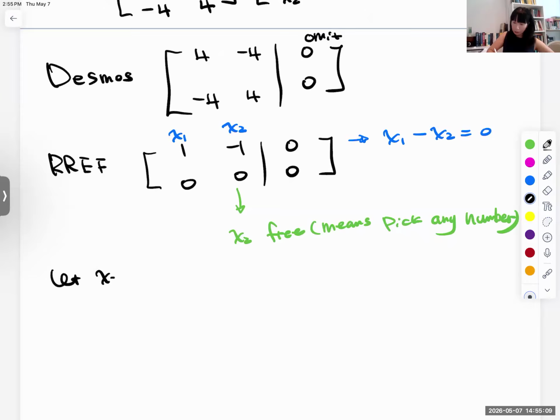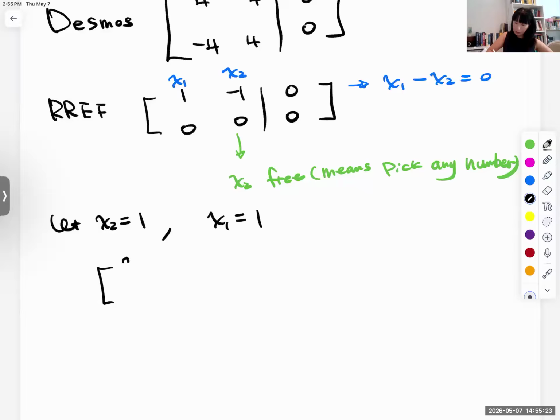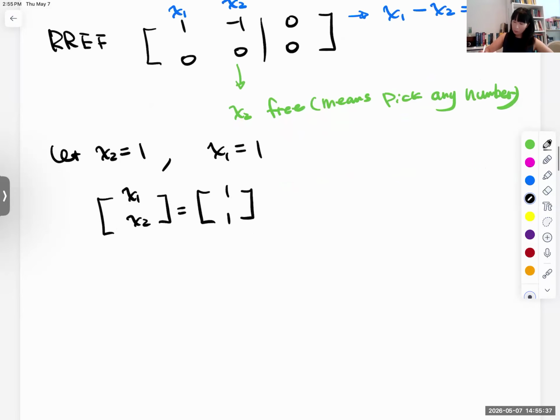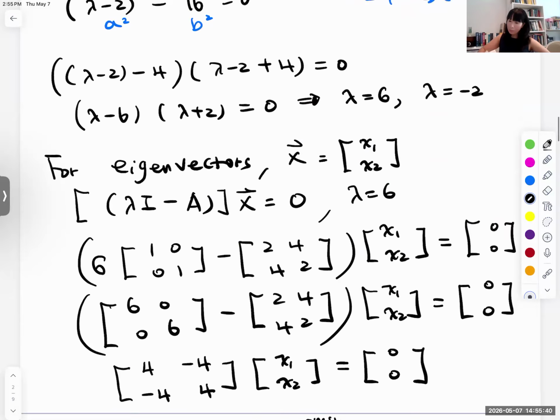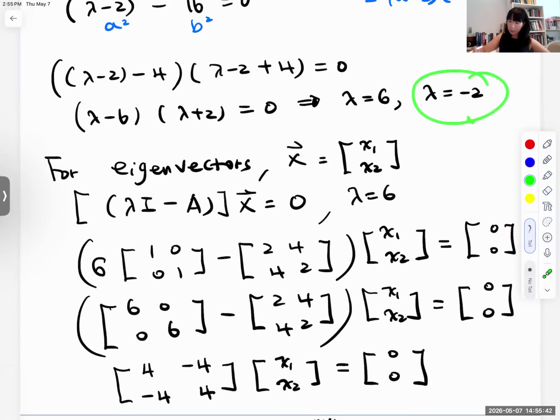So let x sub 2 equal to 1, which is always easy, right? And x sub 1 equal to 1 as well. All right. So that means we have x sub 1, x sub 2, which is the same as 1, 1, right? Okay. That's the eigenvector for lambda equal to 6. All right. How about for another lambda, which is negative 2, right?